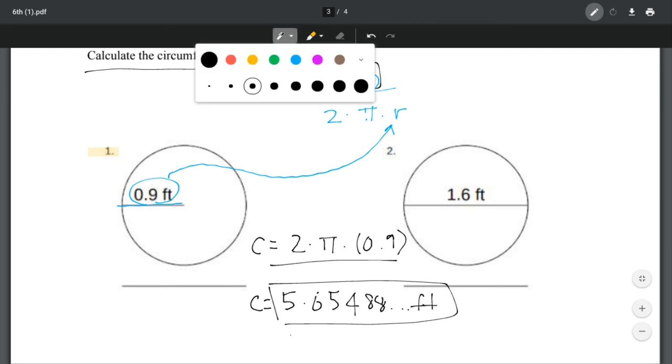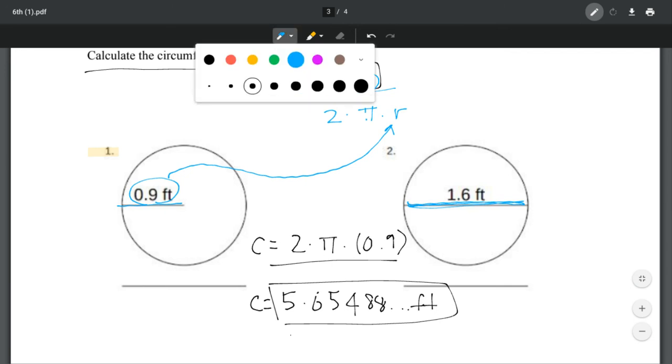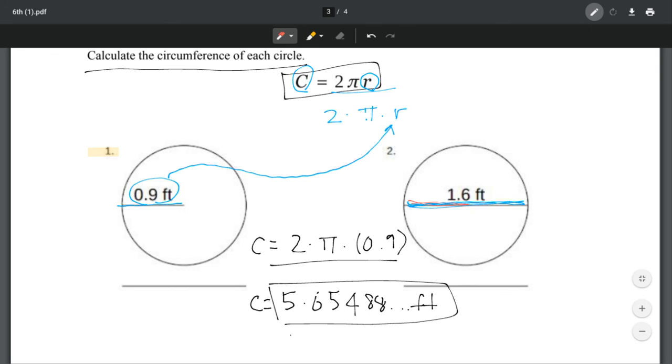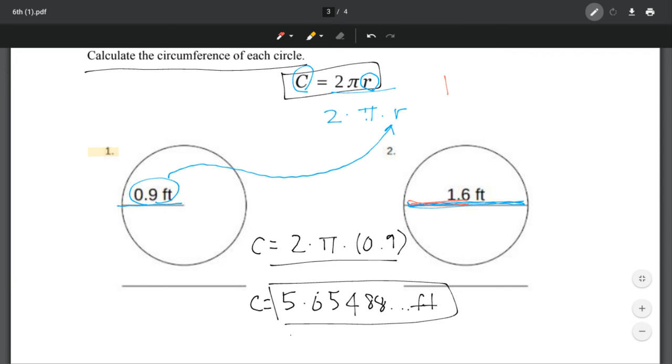So for the second one, do we have a radius? Well, we do have a radius, but we must calculate it. We must find it. And how? Well, we know that this is a diameter, right? And we know that half of the diameter is the radius. So if our diameter is 1.6 feet, half of that equals our radius.